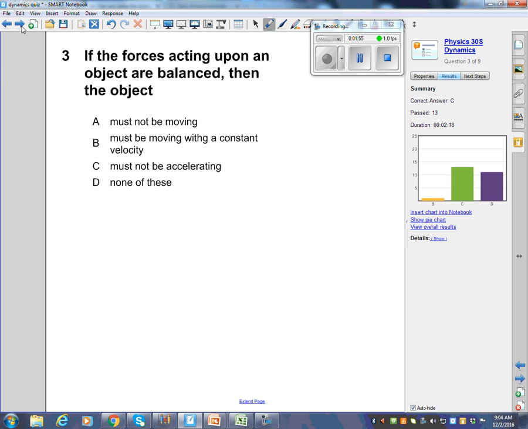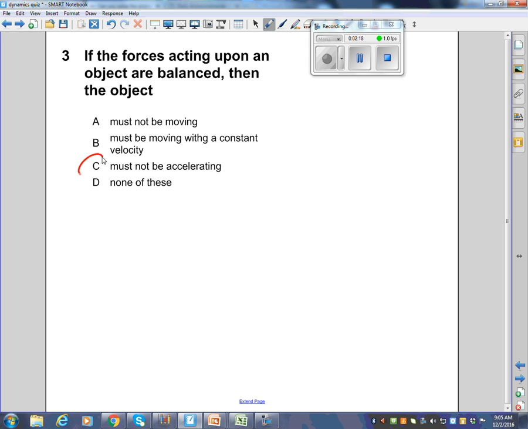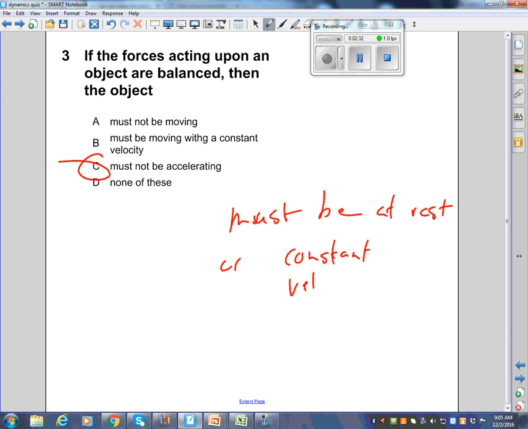If the forces acting upon an object are balanced, then the object... I know for a fact that this exact question, almost worded exactly the same way, is in your notes somewhere. If the forces acting upon an object are balanced, then the object C must not be accelerated, right? Am I right? C? Yes, C must not be accelerating. It must be either at rest or moving at a constant velocity.